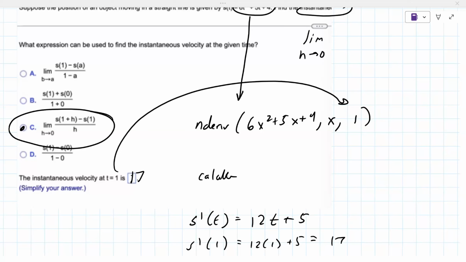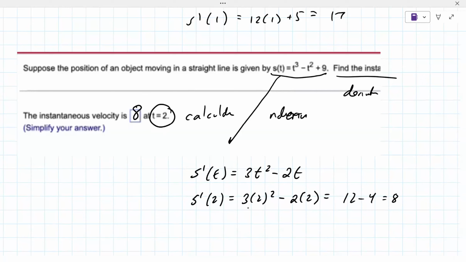When you get this problem on your test, you don't have to do limits. You can just take the derivative and put 2 in for t. When you get your test, you'll know these rules really well, so it won't be an issue. You're just putting 2 in for t. This ends up being 12 minus 4, which is 8. Or you can use that n-deriv on your calculator.